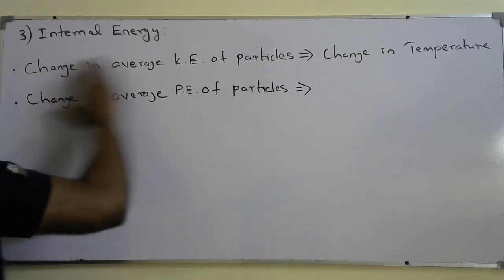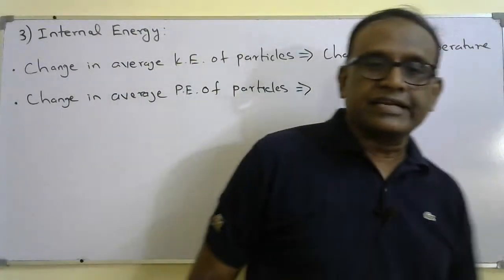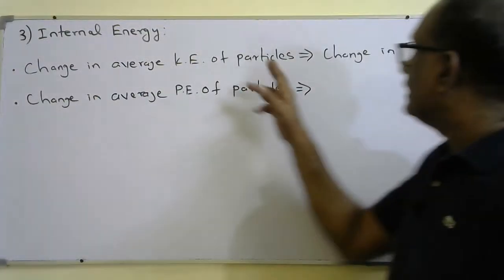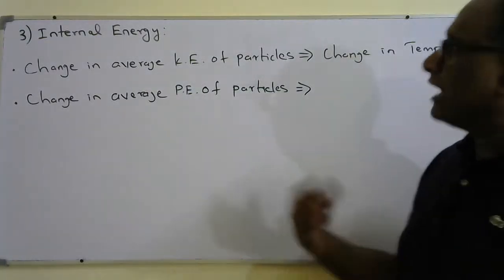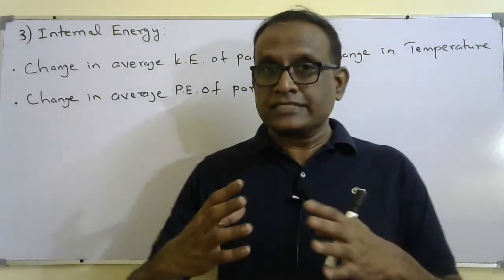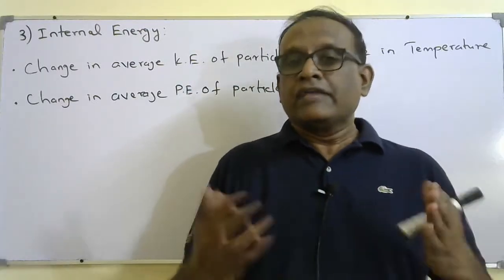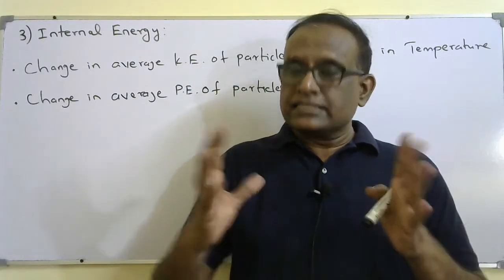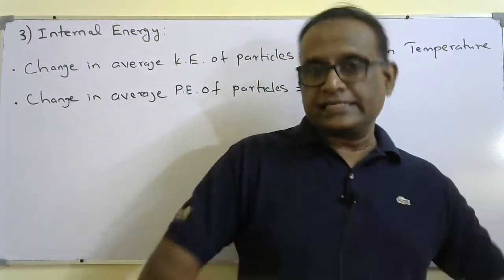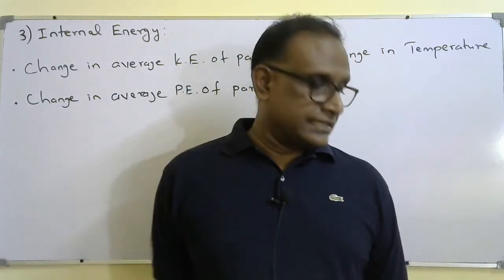So I already said that a change in average kinetic energy of the particles indicates a change in temperature. If the average kinetic energy of the particles of a substance increases, the temperature is increasing. If the average kinetic energy of the particles in a substance is decreasing, the temperature is decreasing. That's all I have discussed.